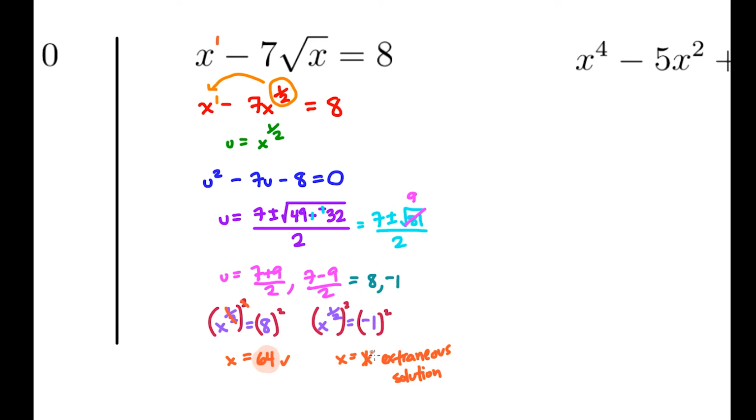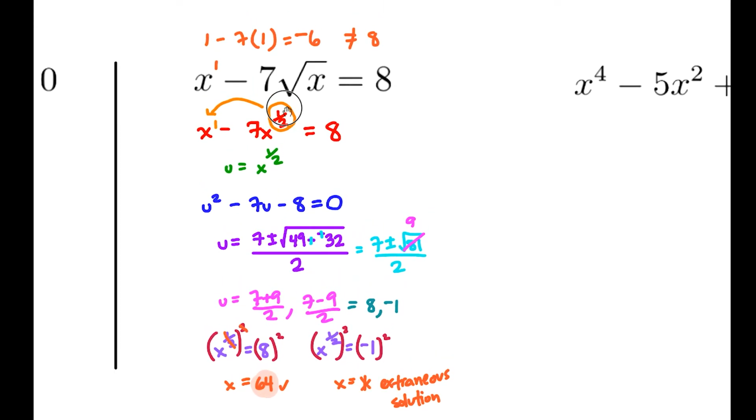Also, if you wanted, you can take this extraneous solution, 1, and plug it into the original, and you would get 1 minus 7 times the square root of 1, which is just 1. And this is equal to -6, which is not equal to 8. So you can see right there that it's not actually a solution.